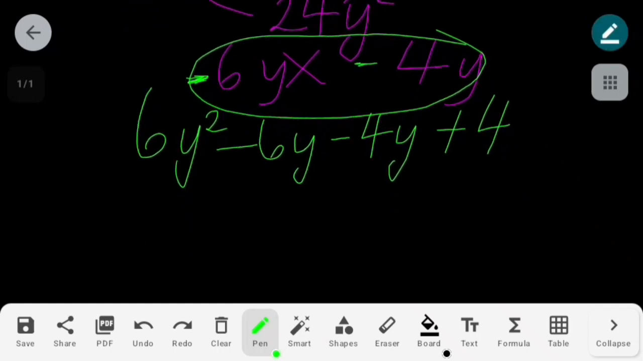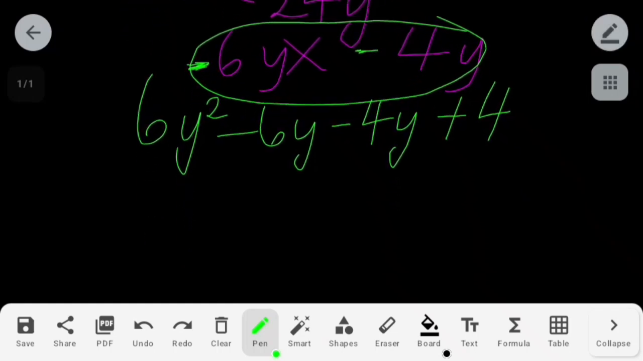So now we're going to factor out, just to split. So on this side, find the common number. The common number here is 6.